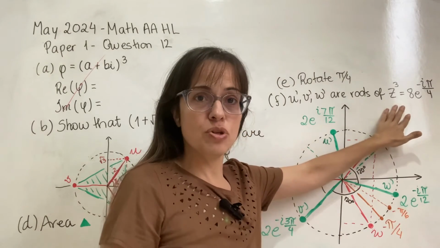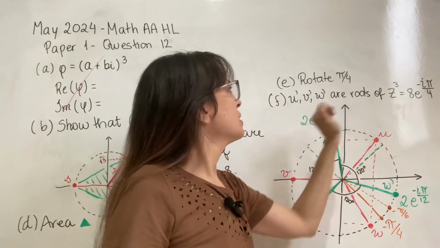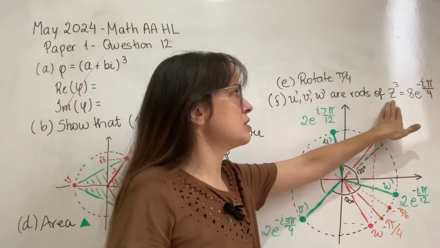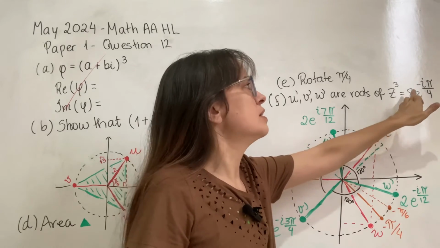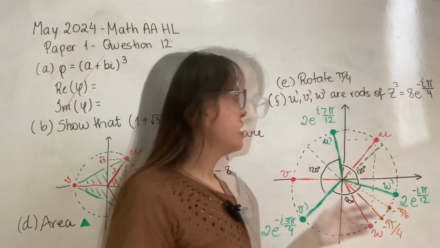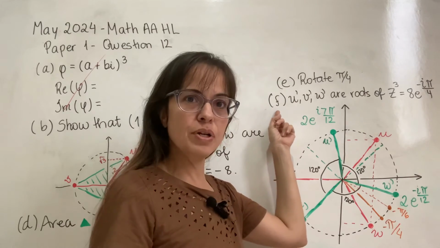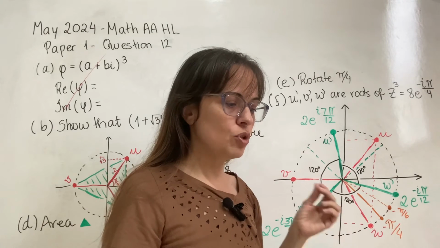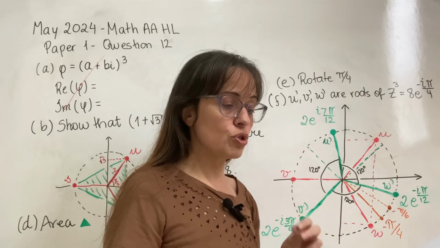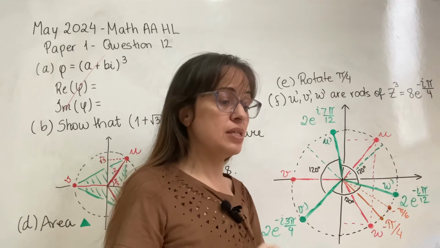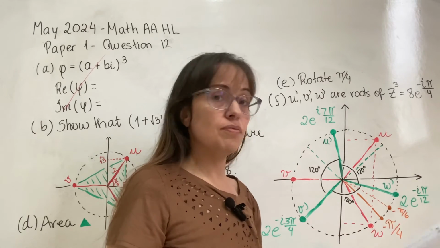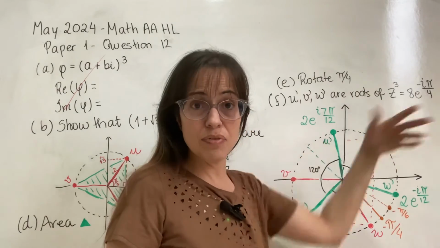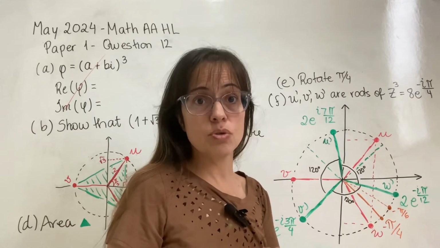And that's the information that we've just extracted from the picture, that u prime, v prime, and w prime, the green points here, are roots of the equation z to the power of 3 is equal to 8 e to the minus i pi over 4. And I've called that part F because this is exactly what part F is asking us to do. Given that u prime, v prime, and w prime are the solutions of z cubed equals c plus di, find the value of c and the value of d. The only difference between what he asked me to do and what I've already done is that I gave the answer in polar form, and he wants the answer in Cartesian form.